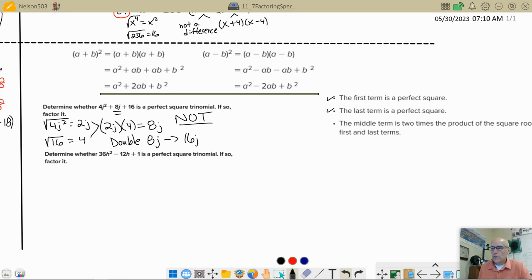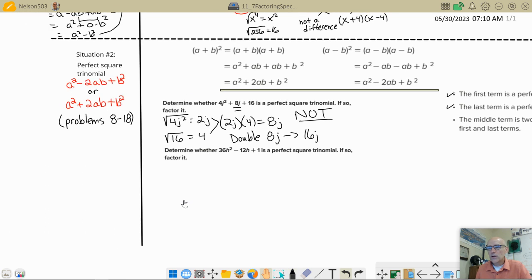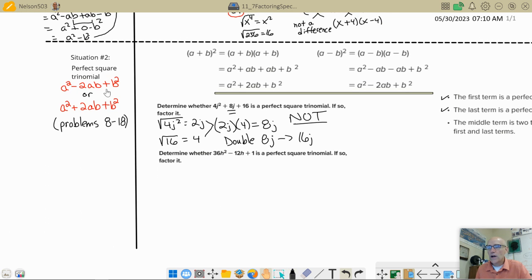All right. So I don't know if I've even shown you what the rule is, right? So we're going to look at that here in just a second. If you can identify that you have a perfect square trinomial, you're going to factor it like this. It's going to be a minus b squared if you see a negative sign right there, and it's going to be a plus b squared if you see a plus sign right here. So this second one works, and let me show you why.